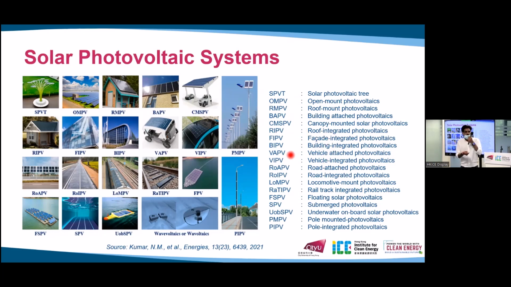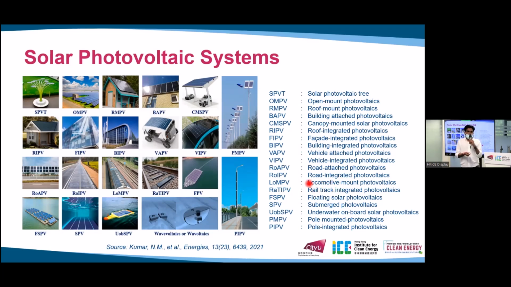Then we also have the most advanced systems called vehicle attached photovoltaics and vehicle integrated photovoltaics. These have become more popular because of the advancements we have seen in photovoltaic cells, like rollable and flexible cells with a bending radius of less than 1 centimeter. That's the reason we have this advanced vehicle attached and vehicle integrated. We have also seen solar cells emerging into civil infrastructure, on pavement, and we have come up with the concepts called road attached and road integrated. And then we also have locomotive mount photovoltaics. Though it is not very popular, it was first tested as a pilot project in Russia.